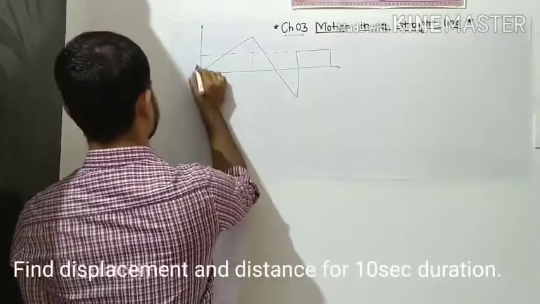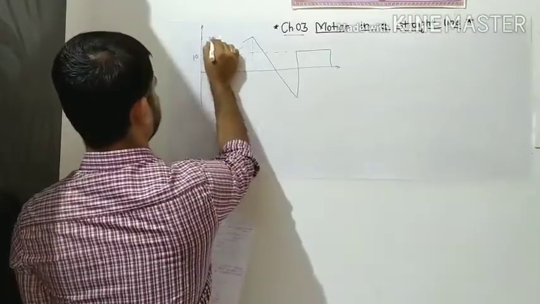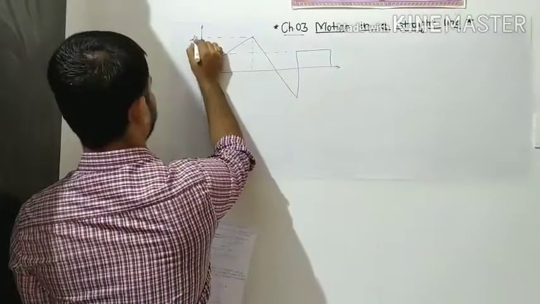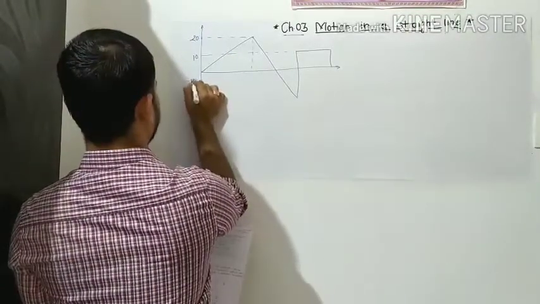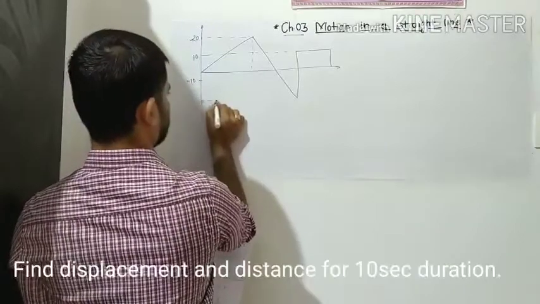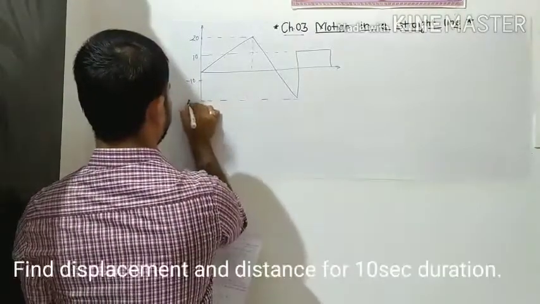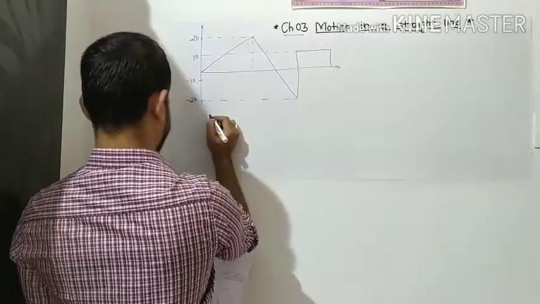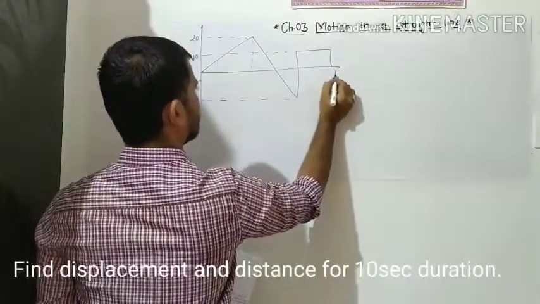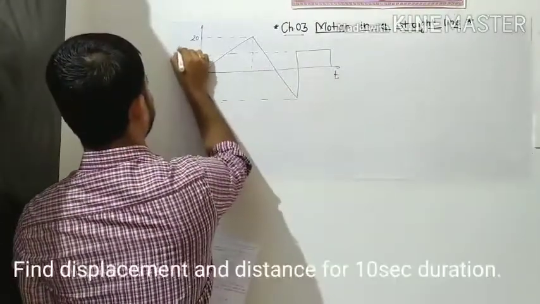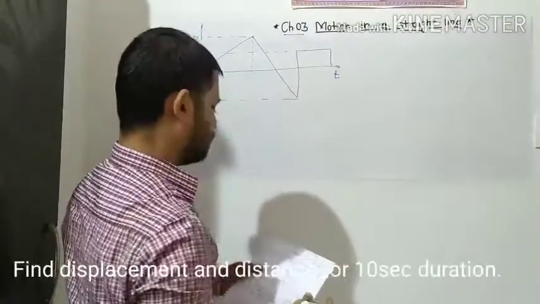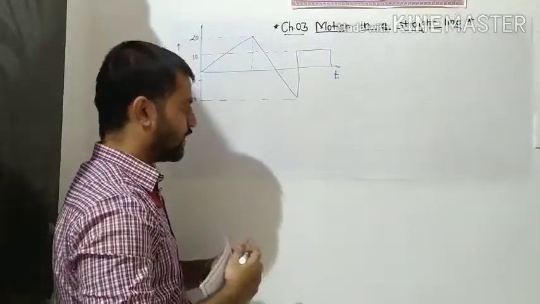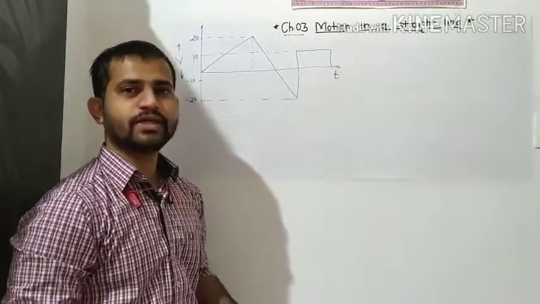Okay, let us see the diagram. 10, 20, minus 10, this is the minus 20. This is the time and this is the velocity. These are the positive values and these are the negative values of the velocity, and from this we have to go for finding the displacement and the distance.